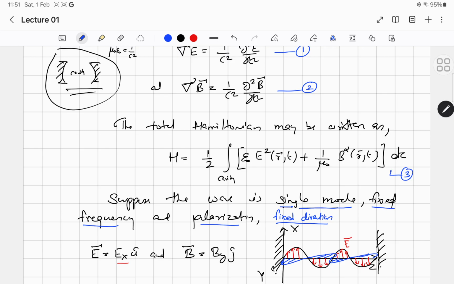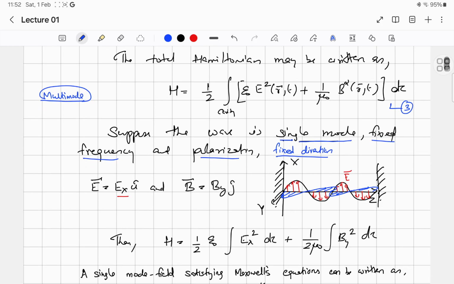Suppose different directions are present in the cavity, or different frequencies or different polarizations are present, then the field is no longer single mode. Such fields are called multi-mode fields. So the field is usually called multi-mode if there are multiple frequencies or multiple polarizations. If any of these conditions is violated, then it is called multimode. Okay, so you can keep that in mind. Now in this section I am going to discuss only the single mode field.